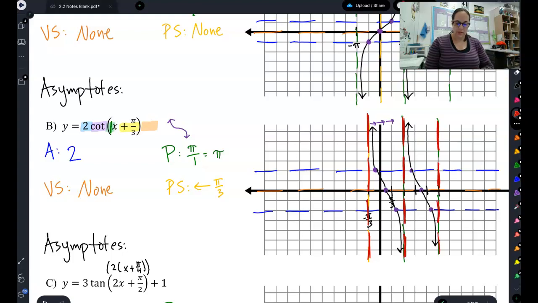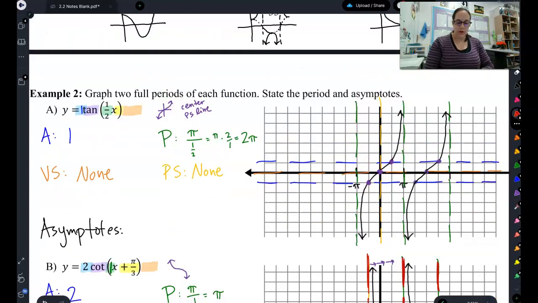Looks like the first asymptote I've got is at negative pi thirds. And it looks like each of these asymptotes is pi apart. Let's do that really quickly up here on my tangent one. Here's my asymptotes on tangents, since I forgot that. Sorry, guys.